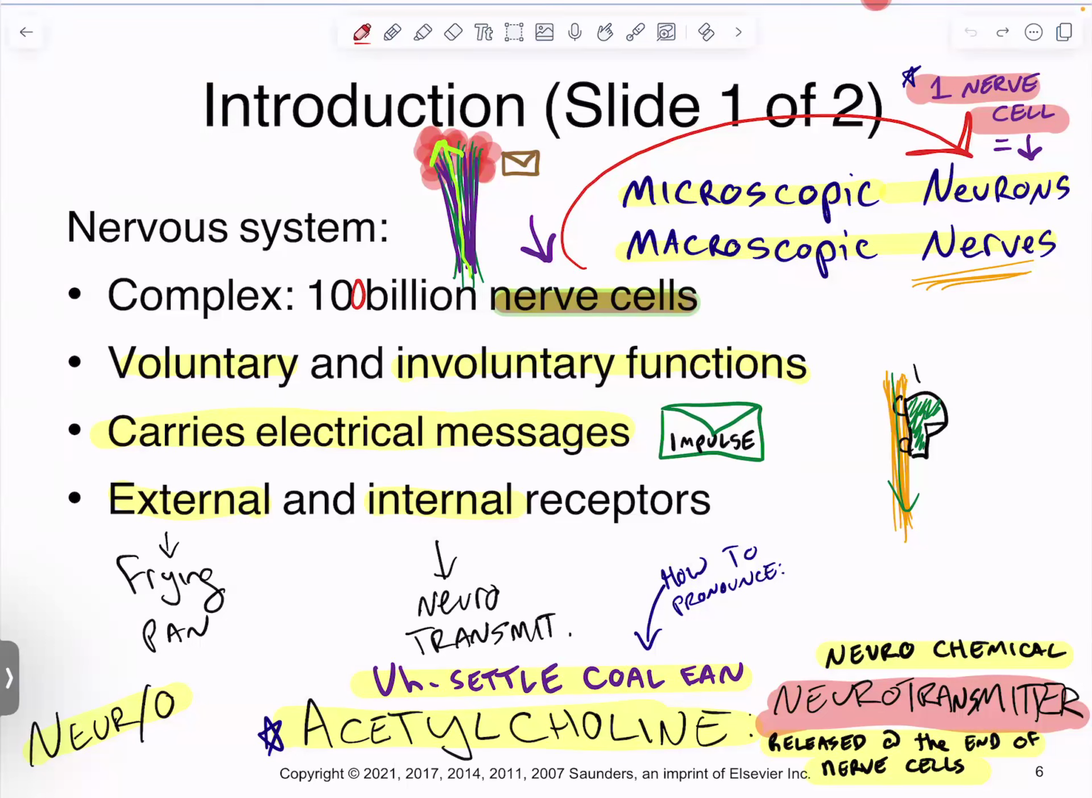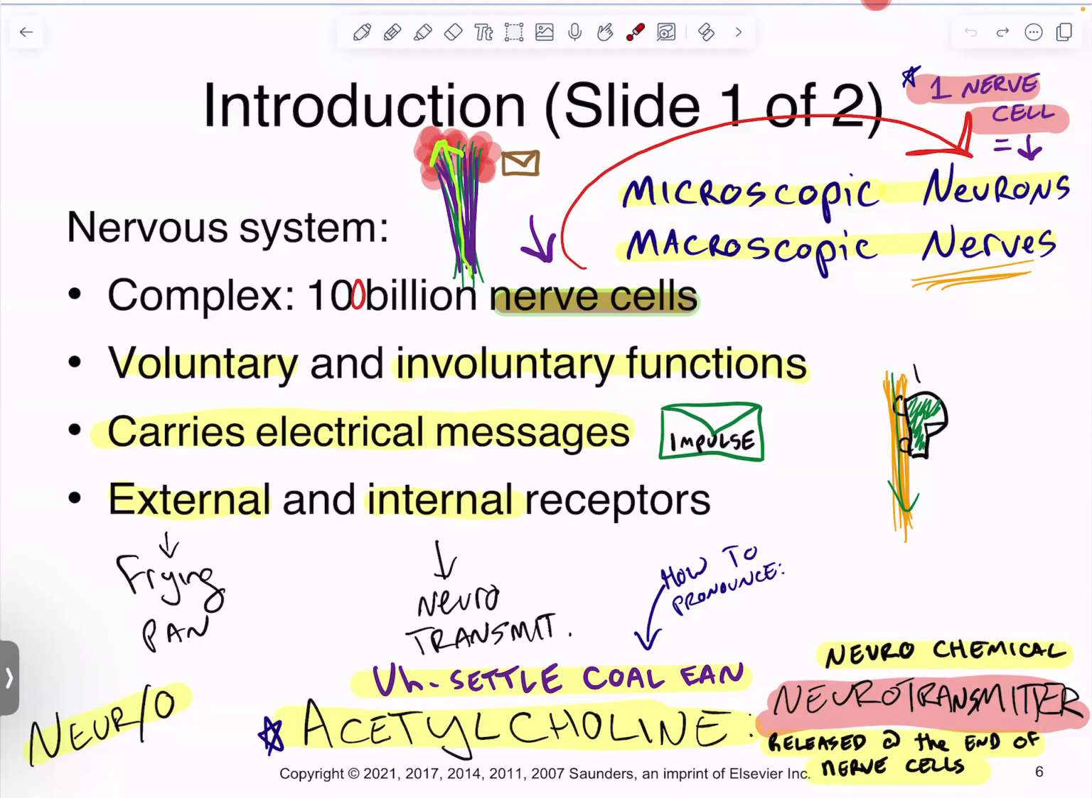So, quick recap. What's a neuron? A neuron is going to be one itty bitty nerve cell. Check. It's microscopic. What is it pertaining to? Scope, to visualize, and micro. I can't see it. Itty bitty teeny weeny.